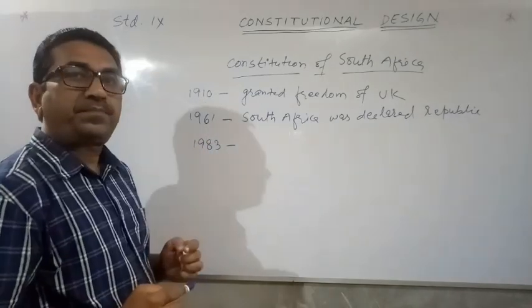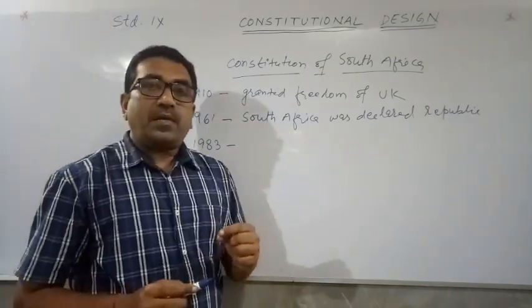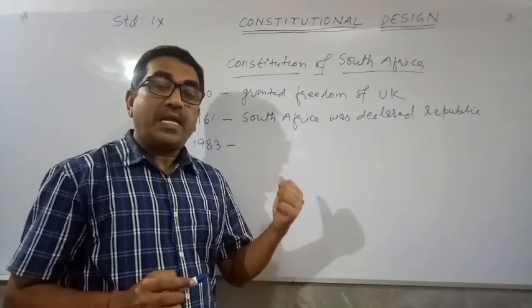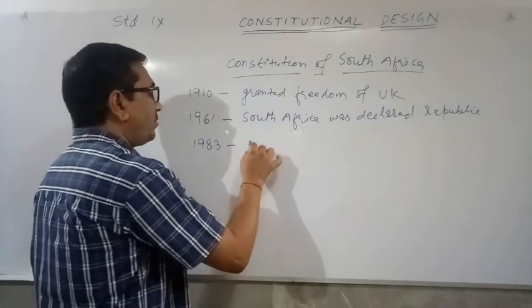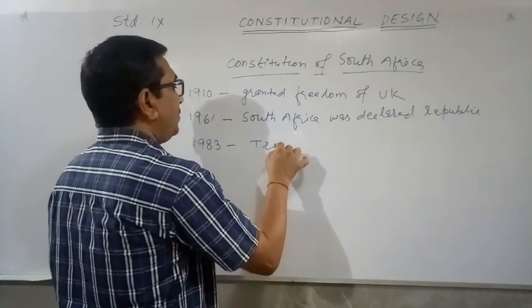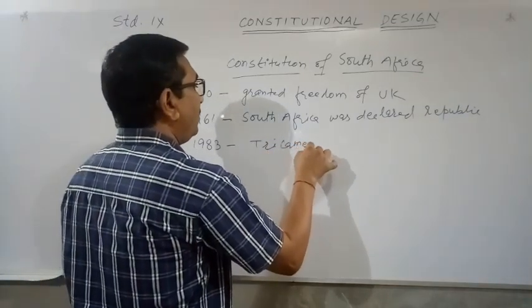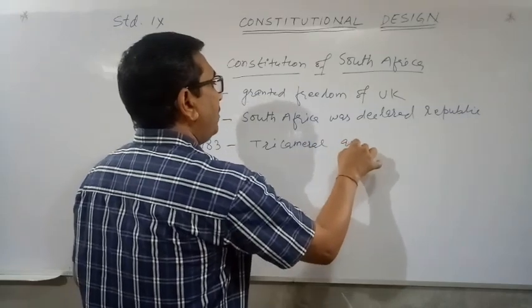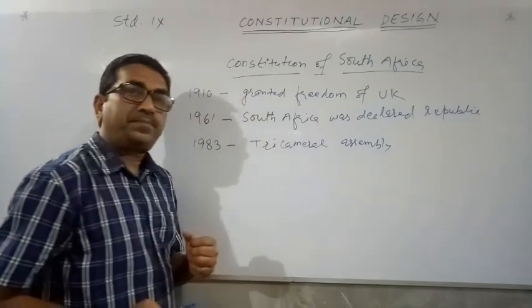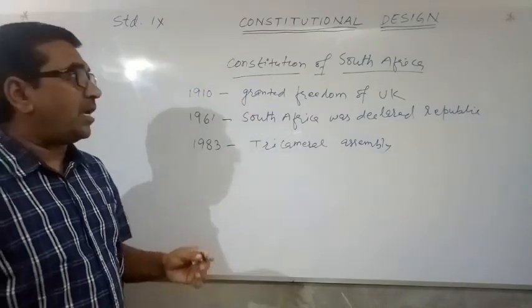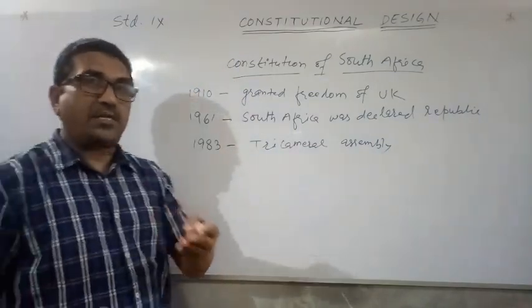Then it was 1983. In 1983, another constitution came. It was not bicameral, it was a tricameral assembly. These are all the constitutions that were running. We will discuss them later on.